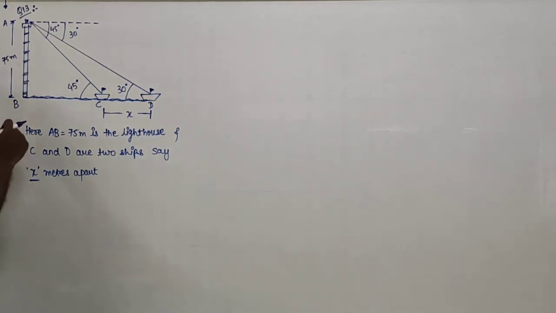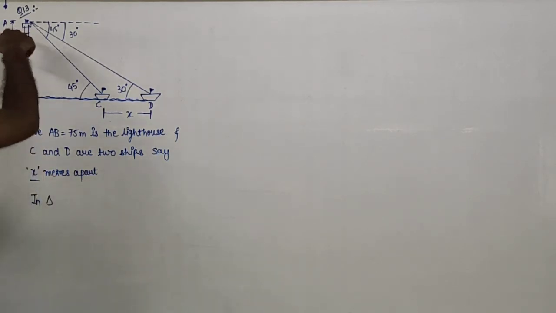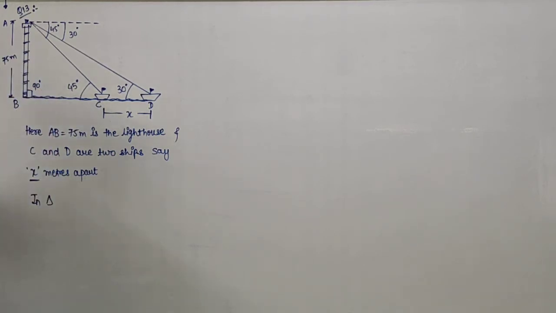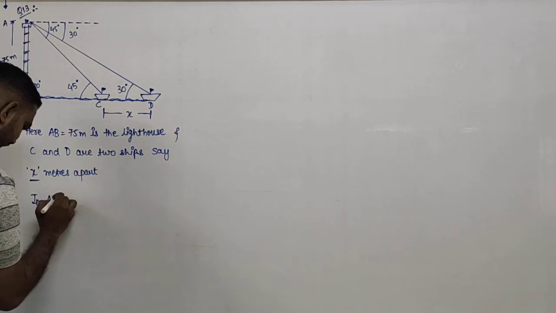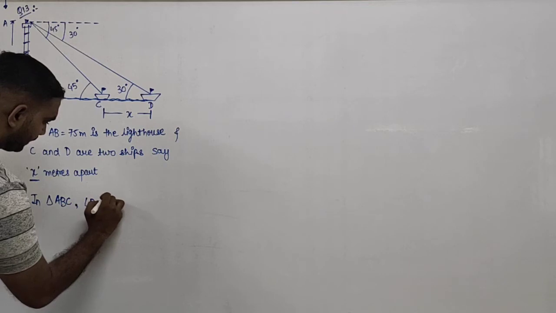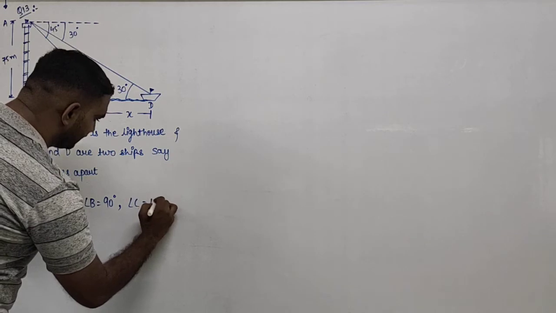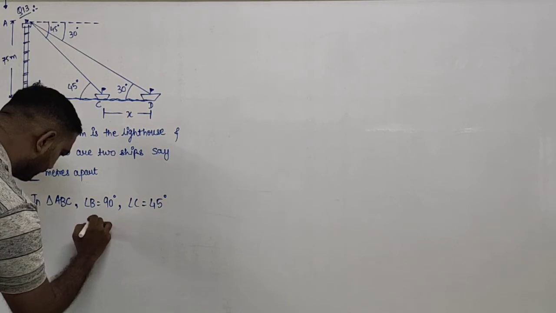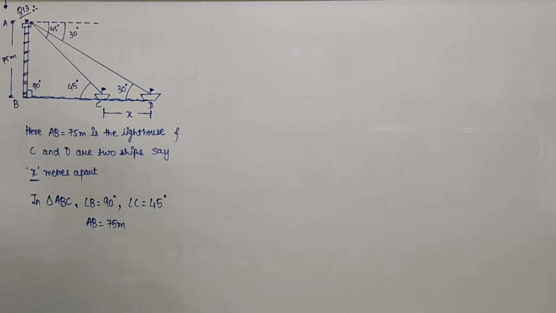Therefore, first of all, in the smaller triangle, obviously we are going to take this lighthouse perfectly perpendicular, making an angle of 90 degree with the ground or sea level. So in triangle ABC, angle B is equals to 90 degree, angle C is equals to 45 degree, and AB is equals to 75 meter.